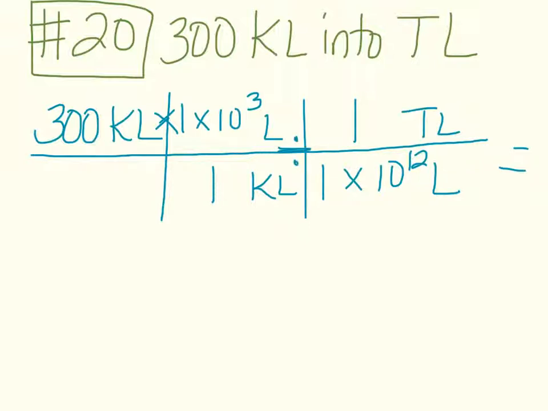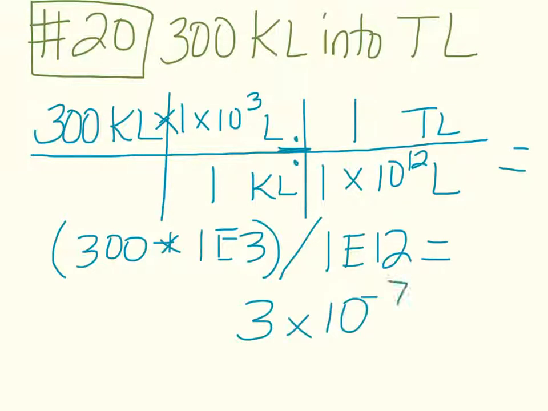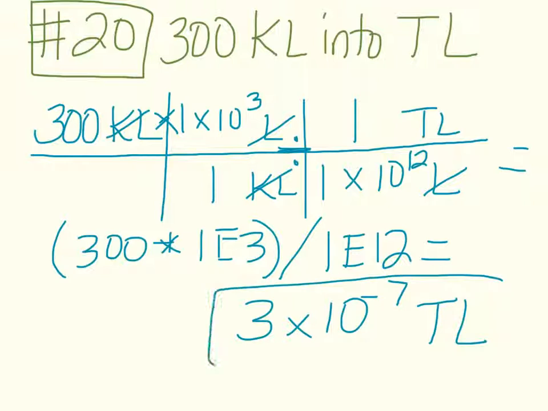So in your calculator, you can do this all as one step if you wish. You can just do 300 times 1e3 divided by 1e12. So in your calculator, you're going to get 3 times 10 to the negative 7, and our unit, if you look, kiloliters cancels out, liters cancels out, and you're left with teraliters.